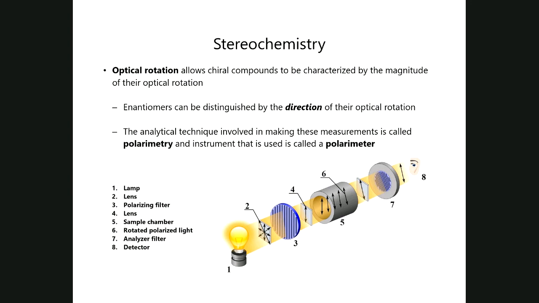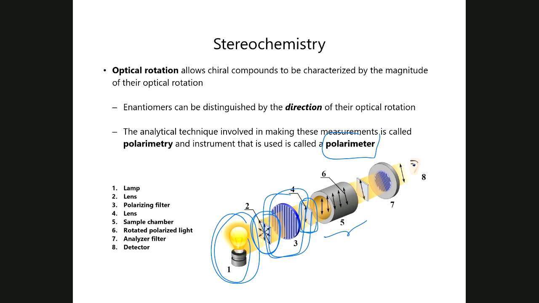So the instrument, I keep saying the instrument. The instrument that is used to make these measurements is called a polarimeter, okay? So typically you have a lamp source, and this is just illustrating how the light is going everywhere, right? Then you have your polarizing filter, and that only allows one particular vertical rotation of light to pass through. Here's your sample.